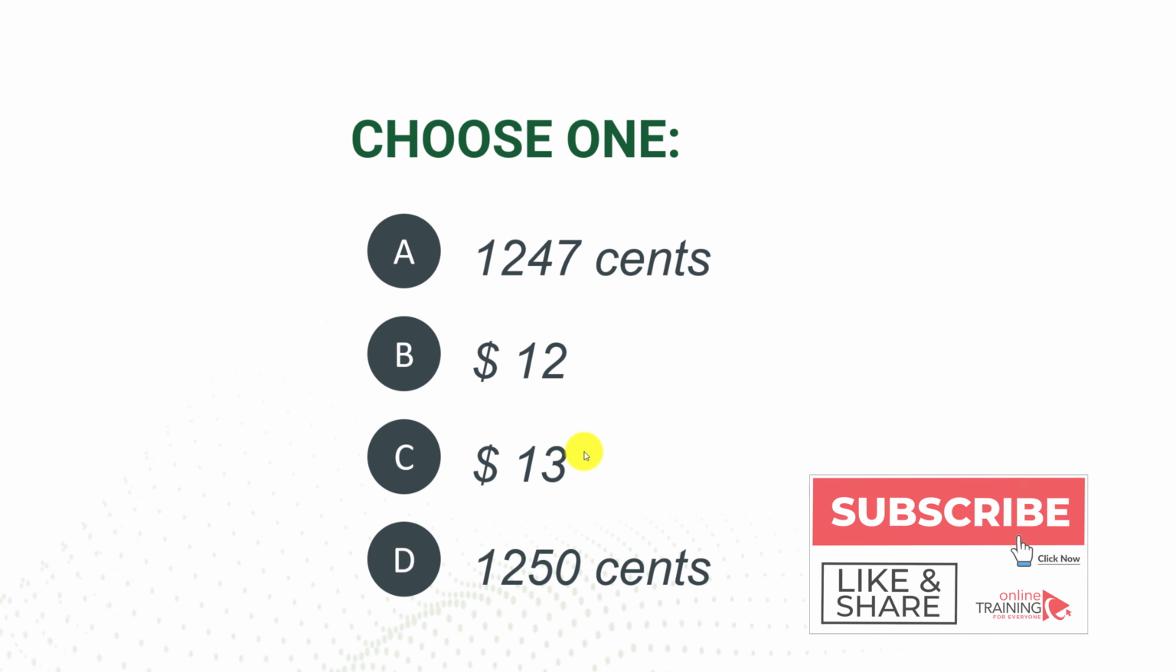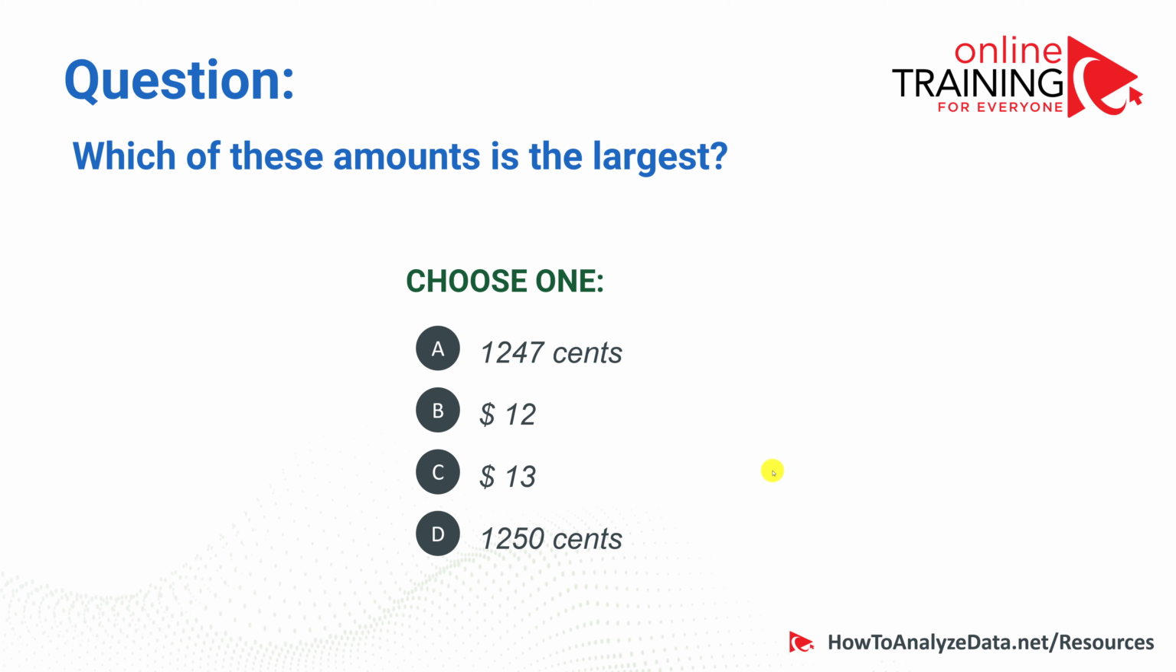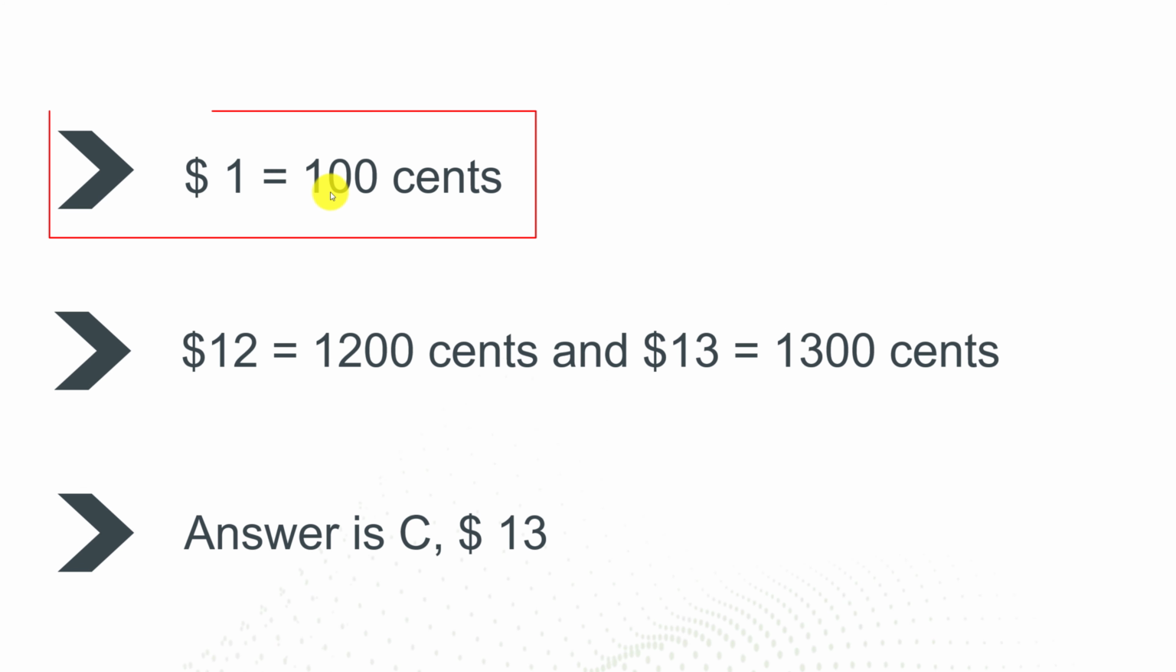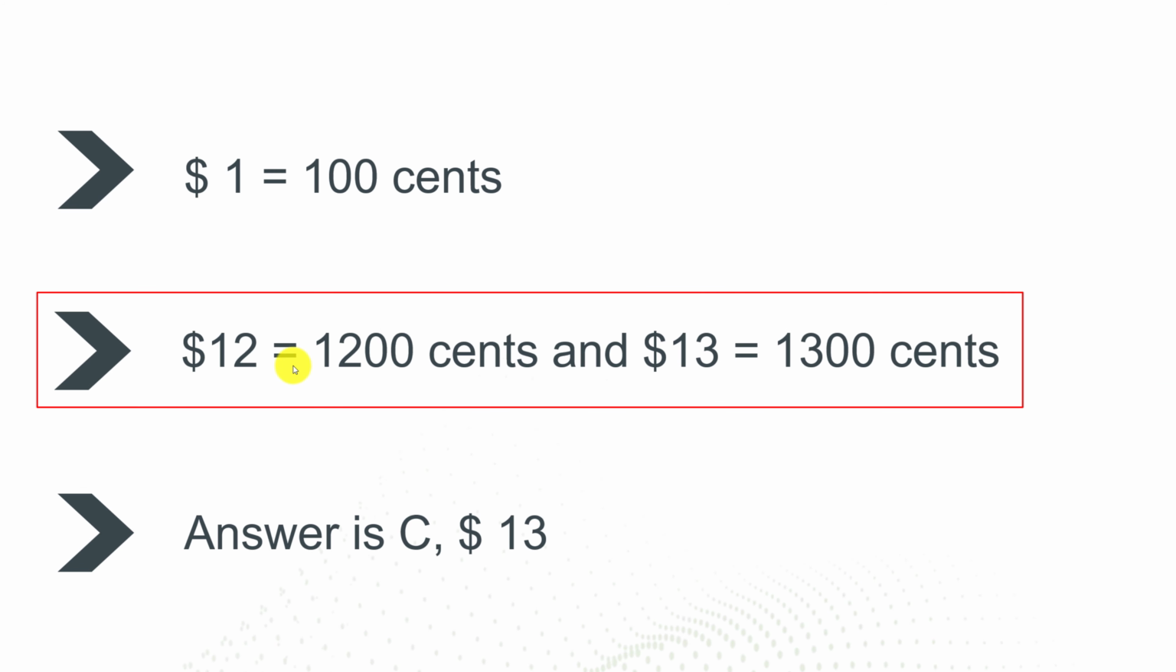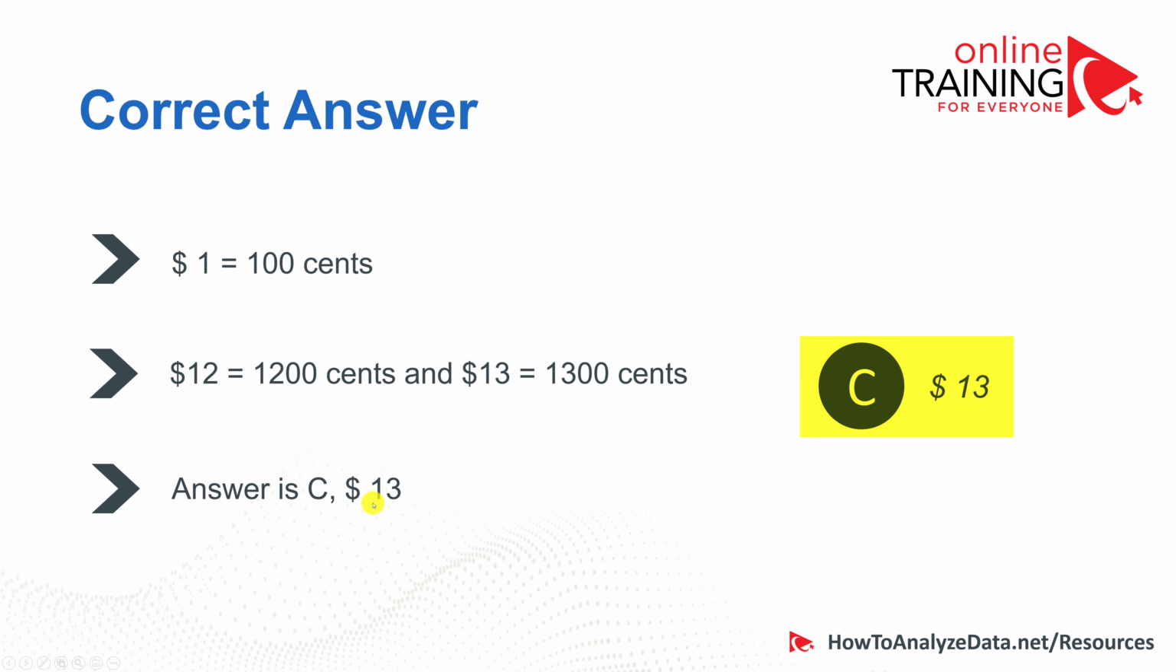So the correct answer here is $13. $13 is the largest amount here. Let's recap. $1 is 100 cents, which means that $12 is an equivalent of 1,200 cents, and $13 is an equivalent of 1,300 cents. So the correct choice here is C, which is $13.